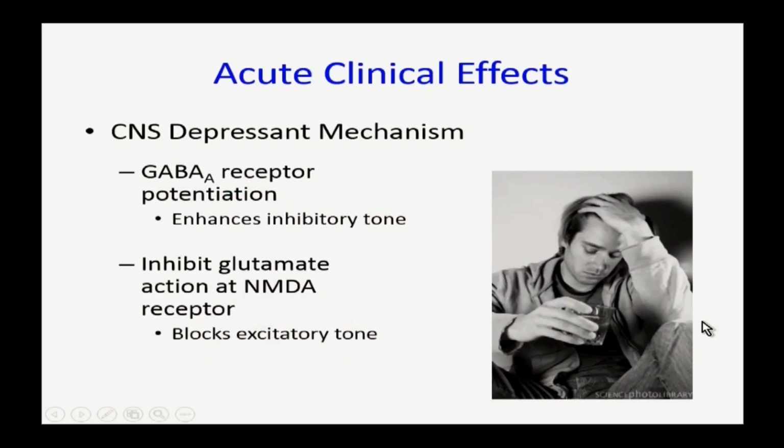How is it that we get the CNS depressant mechanism for ethanol? Ethanol may potentiate GABA-A receptors, so the GABA-A receptor enhances inhibitory tone, or maybe the ethanol can inhibit glutamate action at the NMDA receptor so we can block excitatory tone. Either one of those can cause CNS depression.